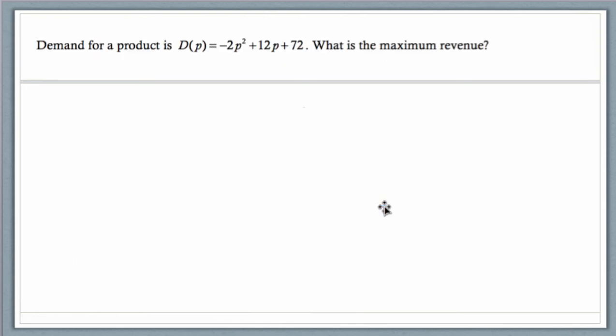So demand for our product is given by this function. What is the maximum revenue? Well, the first thing that we need to figure out is what's the revenue function. Remember, revenue is just price times demand. So I multiplied that out with the demand function. So I have my original demand function that I was given, and I found the revenue function.